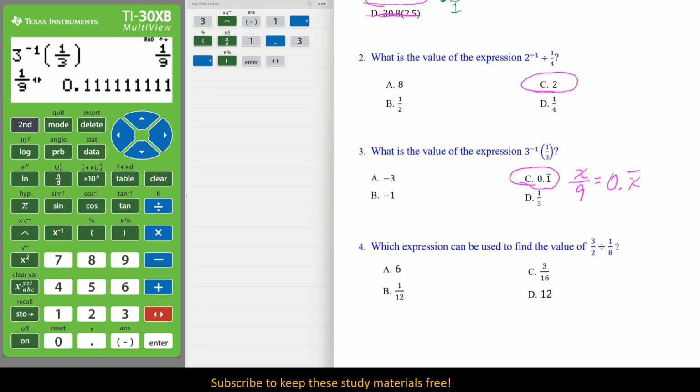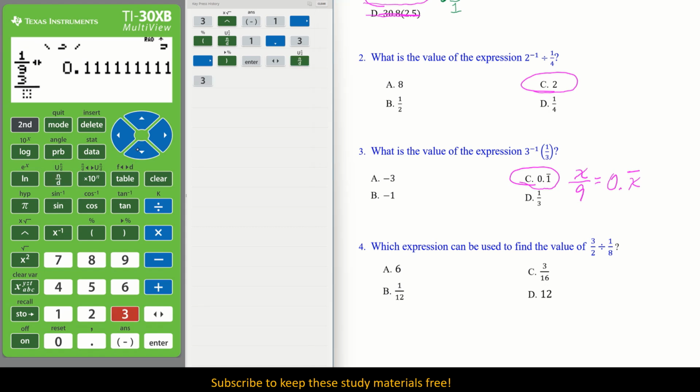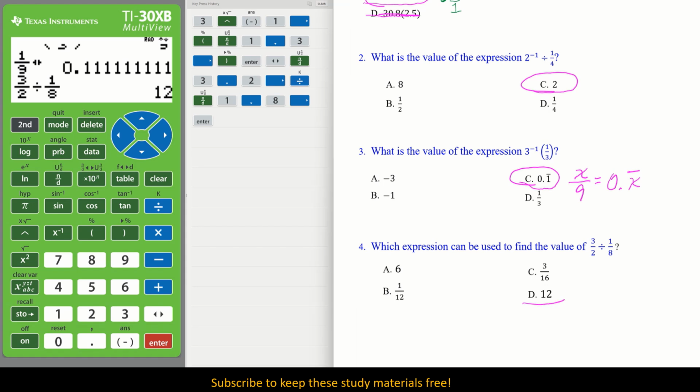Okay, number 4. Which expression can be used to find the value of 3/2 divided by 1/8? Okay. All right. So we need our fraction first. Then we have 3 divided by 2, 3/2, and then arrow over, do my division, fraction again, and then 1 over the 8. Verify I entered it correctly, and then push enter. It's 12. Okay, option 12 is it. All right, let's go to number 5.